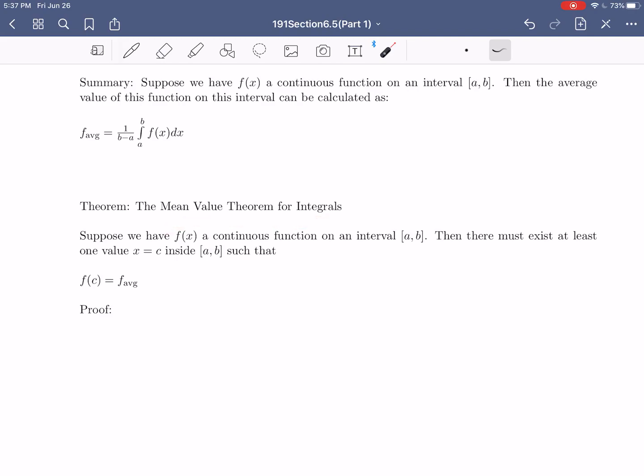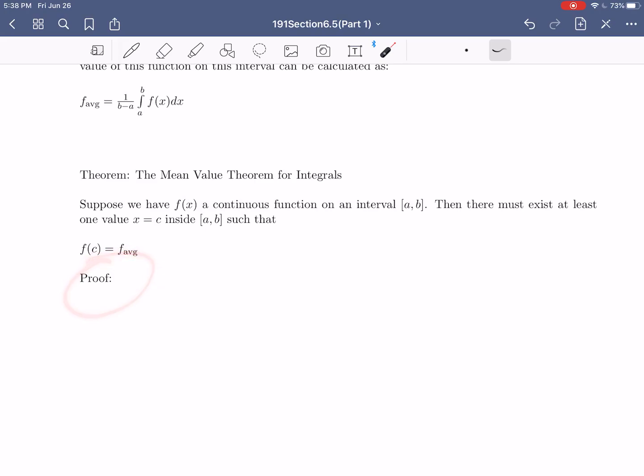The mean value theorem for integrals says if we have a function f of x that is continuous on the interval a to b, then there must exist at least one value, x equals c, inside the interval such that the function equals its average value at that point c. In other words, in English, the mean value theorem for integrals guarantees that a function achieves its average value at least once on the interval. So your average value is really a value that your function passes through at least once on the interval.